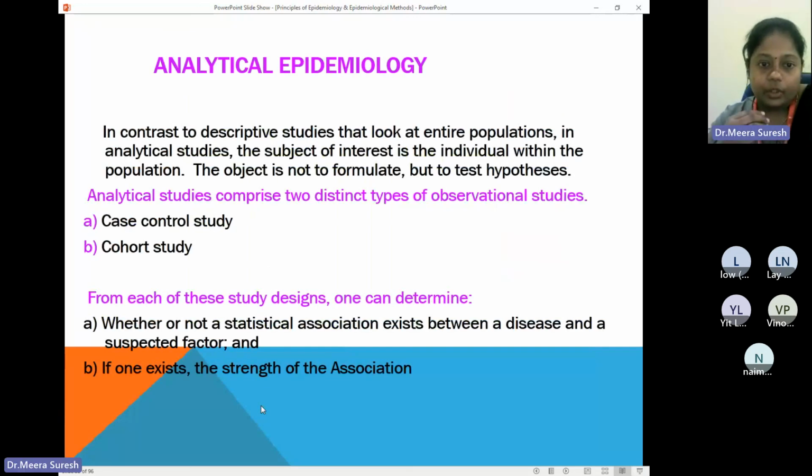Okay, analytical epidemiology we'll do in the next class. So technically, as I told you, case control and cohort, only these two studies come under analytical epidemiology.